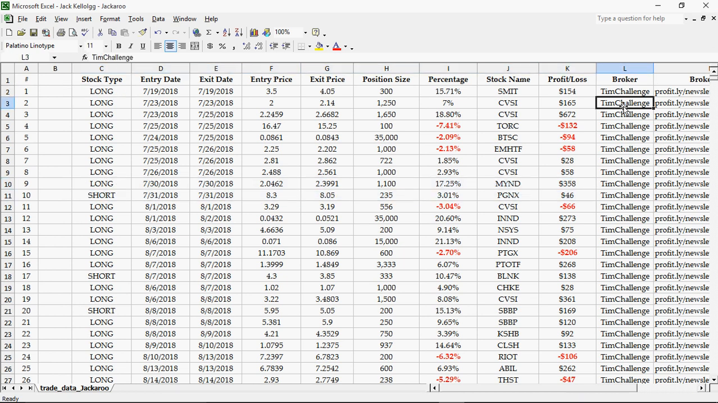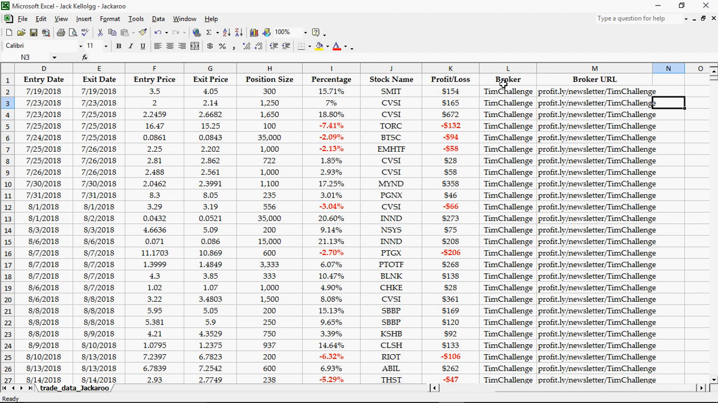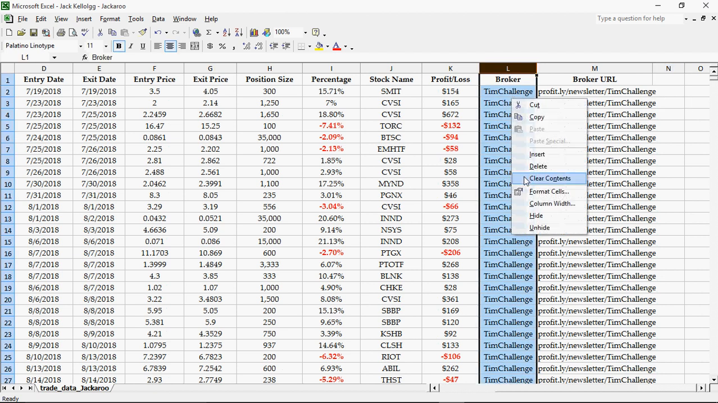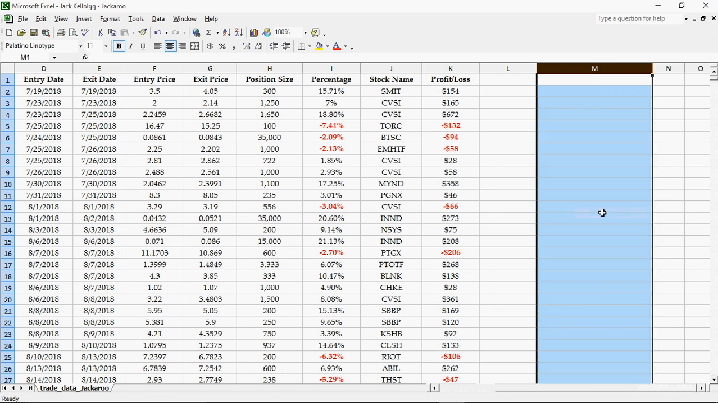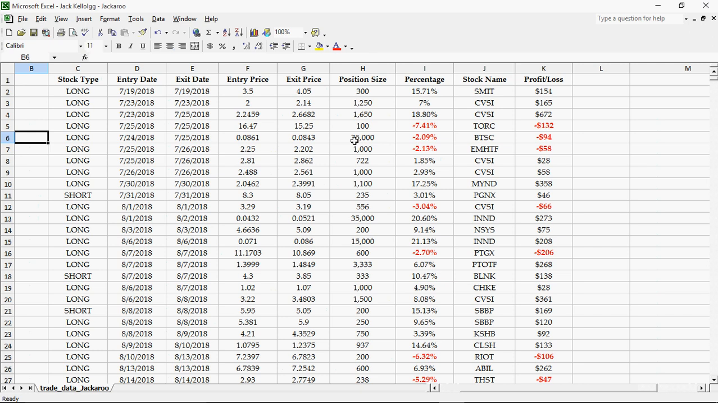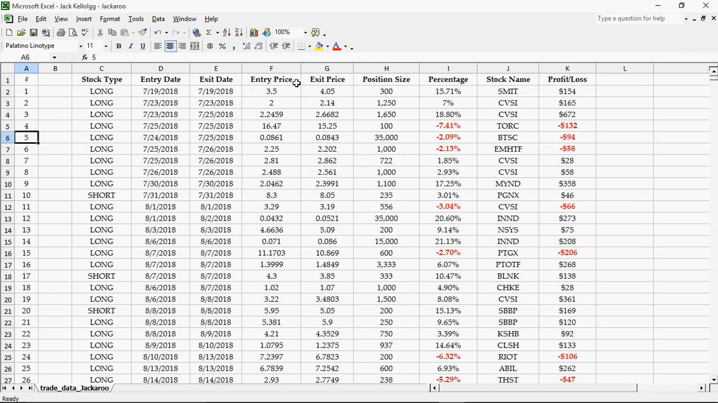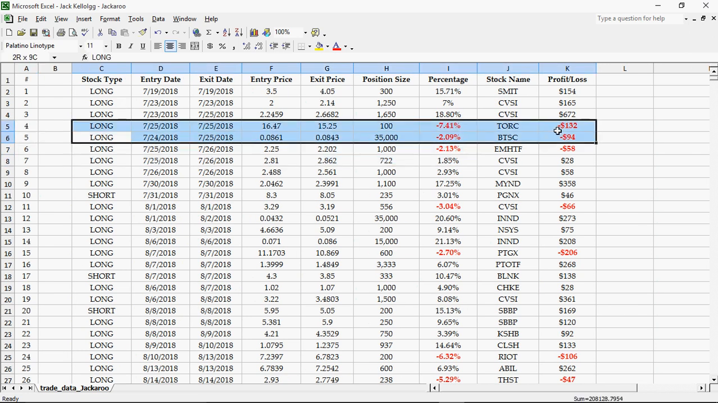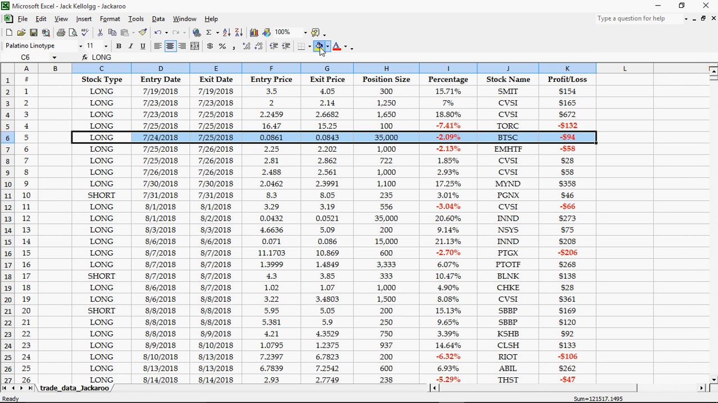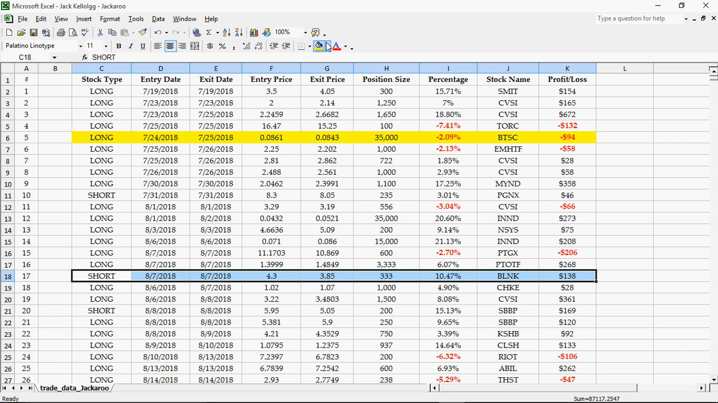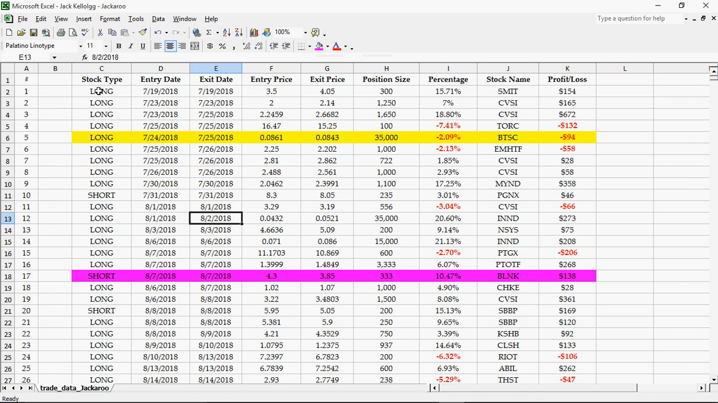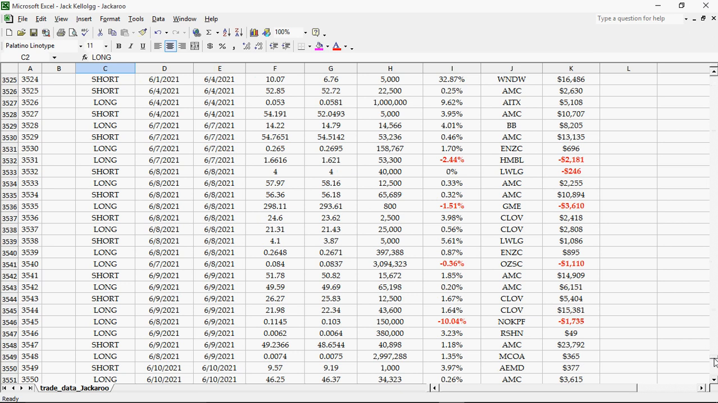I don't need these brokers. I don't need this. I don't need these. Again, I don't save this file, so everything is not permanent. Just to make sure that when I categorize, I need all the data on the side here to be maintained. So I'm doing this so when I reorganize, I can see if everything still remains on the side of it.